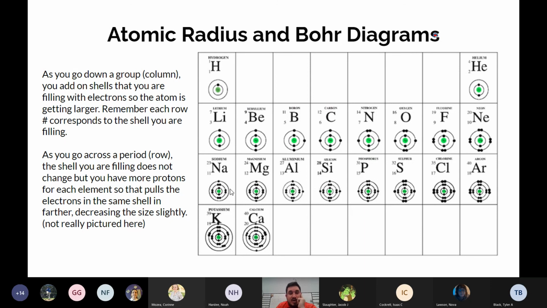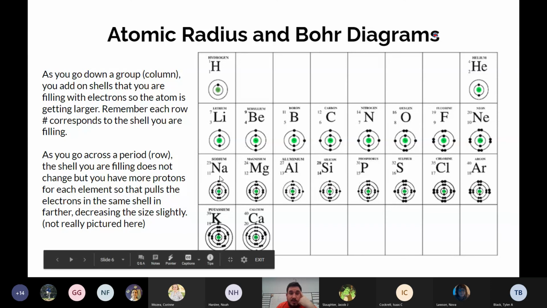Okay, but as you go across, it's still 3 rings, 3 rings, 3 rings. So the atom's not going to get bigger as you go across the periodic table. But it is going to get bigger as you go down the periodic table. Okay, 2 rings, 3 rings, 4 rings, 5 rings, 6 rings. Again, hopefully that makes sense.